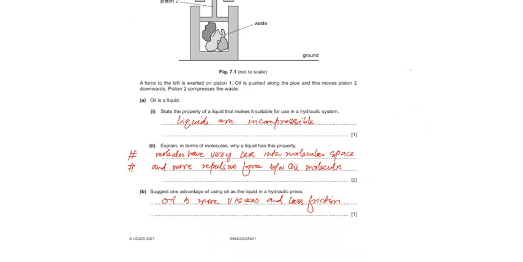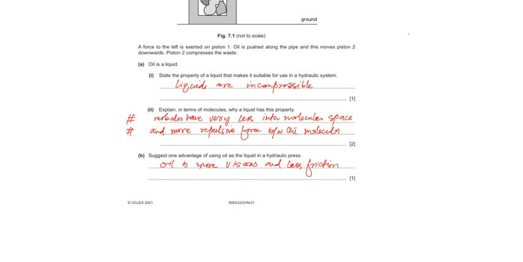Question 2. Explain in terms of molecules why liquid has this property. The liquid has this property because they have very little intermolecular space and strong repulsive forces between the molecules. Suggest one advantage of using oil as a liquid in a hydraulic system. Liquids which are more viscous are very suitable in any hydraulic system. Oil is viscous and has less friction, so that is why it has an advantage over other liquids.